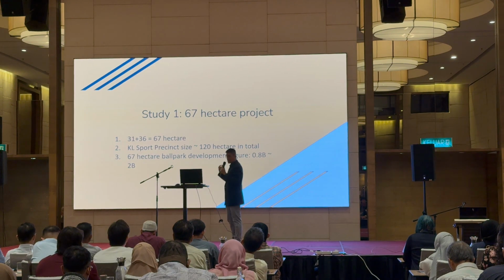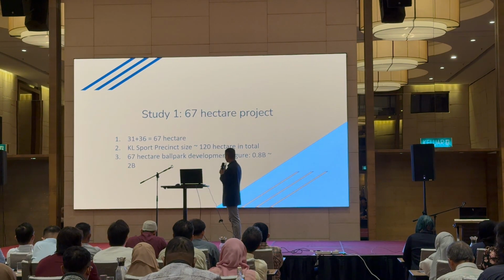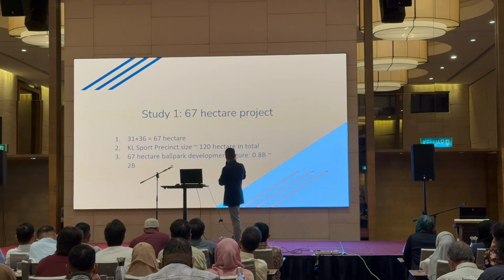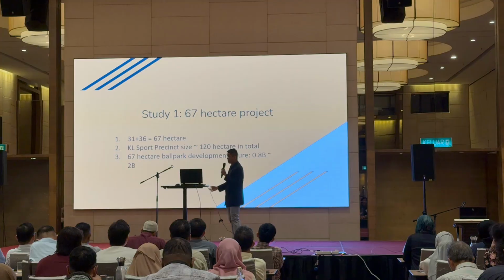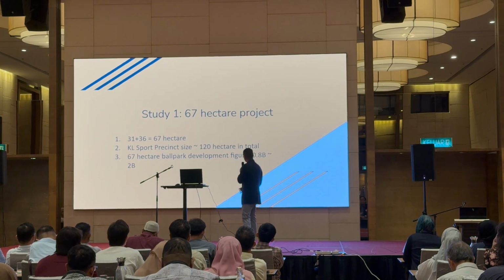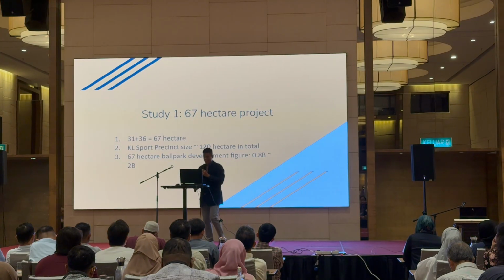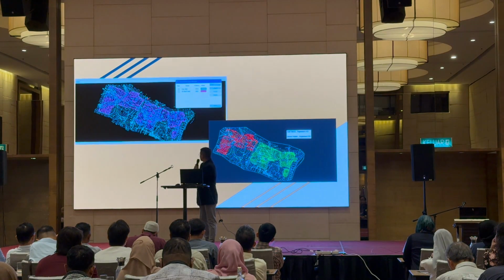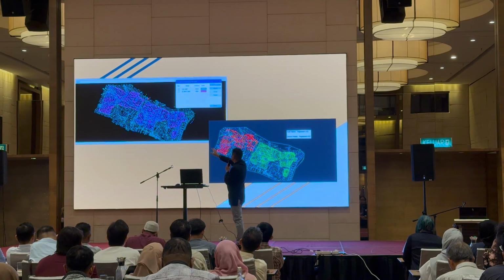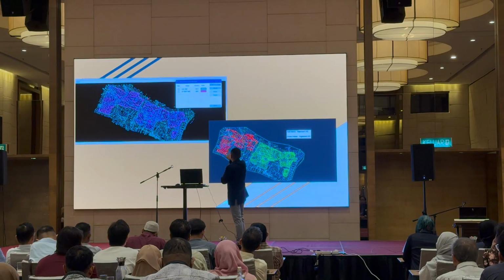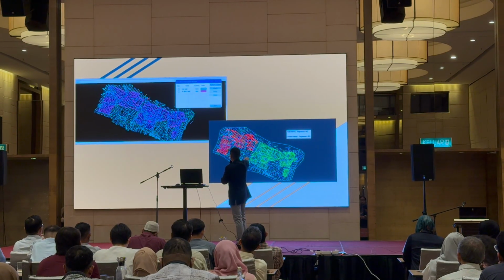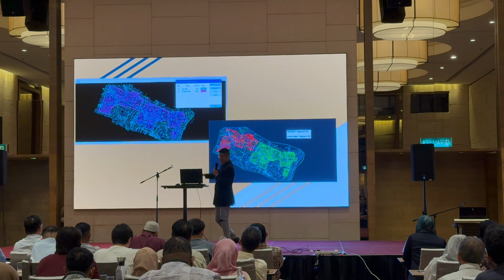So I asked ChatGPT, let's say 67 hectare, what is the ballpark development figure? The total cost of development for this kind of sports stadiums, sports precinct is around 1 to 2 billion, right? 1 to 2 billion. So now, this is how the project looks like. We have 2 plots of land. One is A and one is B. All right, so this is how it looks like.